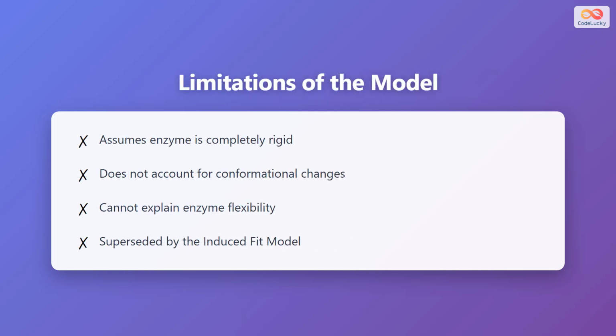Despite its usefulness, the lock and key model has significant limitations that were discovered through further research. The model assumes the enzyme is completely rigid, which we now know is not accurate. It does not account for conformational changes, the structural adjustments that enzymes actually undergo during catalysis. The model cannot explain enzyme flexibility, which has been demonstrated through numerous studies using advanced techniques. Because of these limitations, the lock and key model has been superseded by the Induced Fit Model, proposed by Daniel Koshland in 1958, which accounts for the dynamic nature of enzyme-substrate interactions.